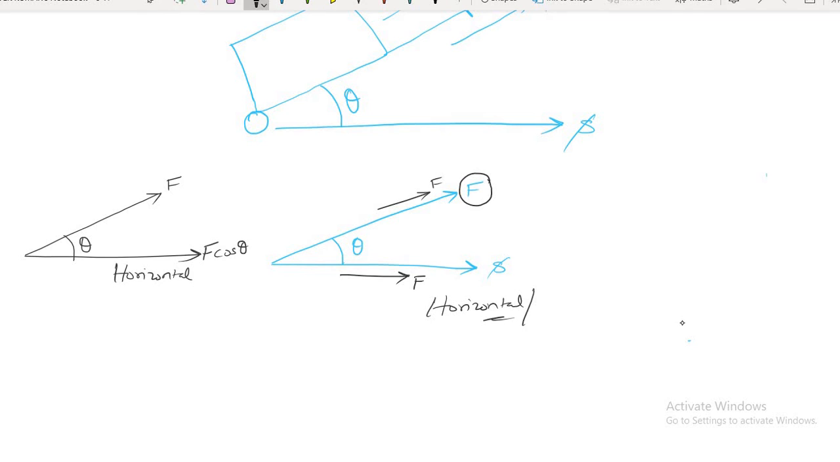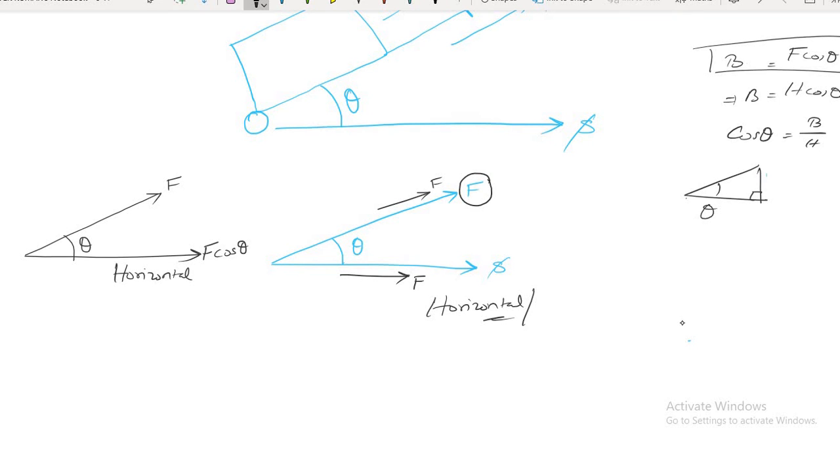How has F cos theta come? We have to know trigonometry in this case. We know that in a right angle triangle, if this is theta and this is 90 degrees, then cos theta is equal to base by hypotenuse. Here we need to find the base, the horizontal line. So base is equal to H cos theta. In our condition, H is F, so we can write F cos theta. That's why the base has come as F cos theta. This is the rough work, the part of mathematics.